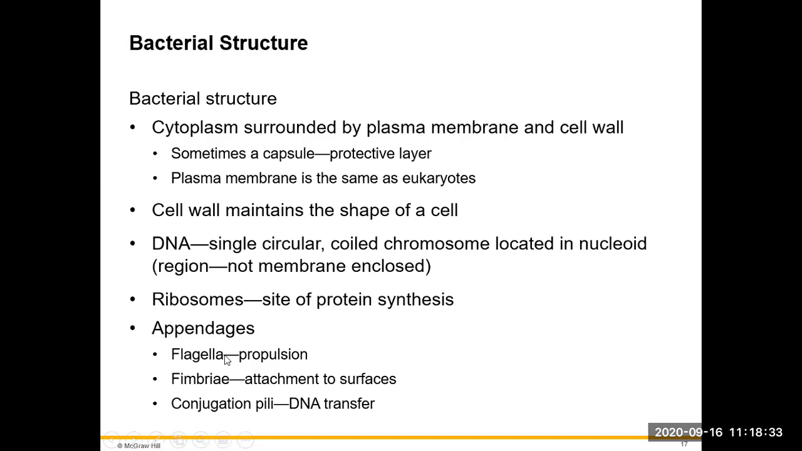Bacteria have appendages. They have the flagella, the fimbriae, and the conjugation pili. Flagella is for propulsion or movement. Fimbriae is used when the bacteria wants to hold on to something or attach themselves to a certain surface. And conjugation pili is their reproduction organ. They use it for DNA transfer.